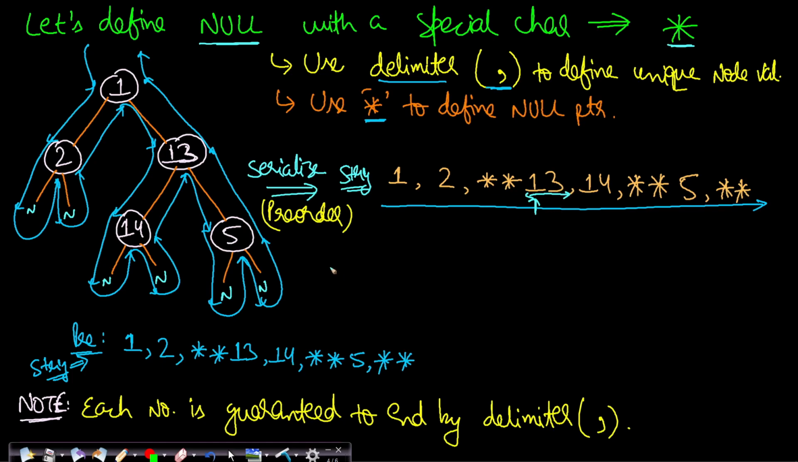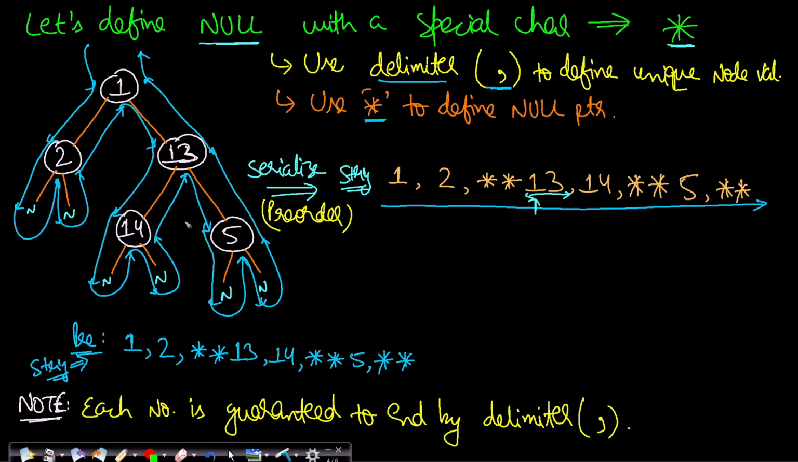Now this serialization string will always end by a star, because the last node will always have its right pointer or left pointer pointing to star values, I mean null values. Obviously. So that means this entire serialization string has to end with a star. So we will not be checking for the star cases. Now this is how the serialization will be done using pre-order traversal of the binary tree. I hope this is done.